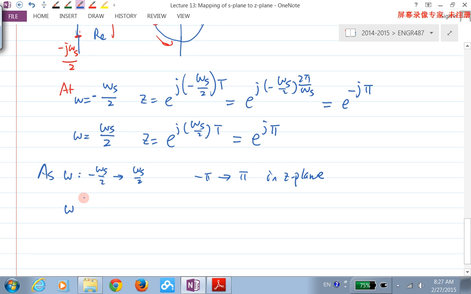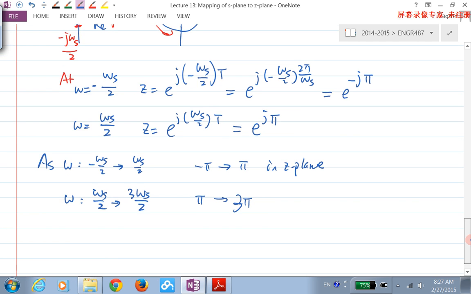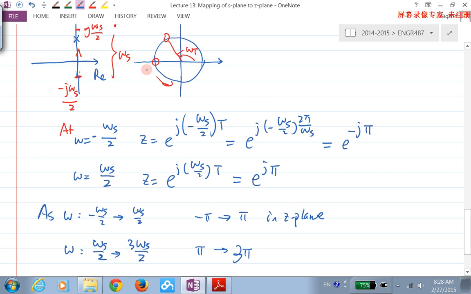If you go again, from omega s over 2 to 3 omega s over 2, can you imagine how the theta angle changes in the z plane? It should go from pi to how much? 2 pi? No. How much? 3 pi, right? So basically you're going another round here, 2 pi.